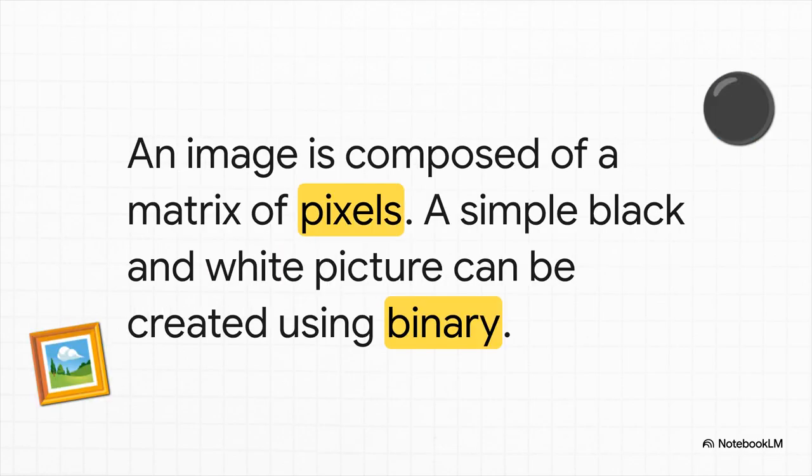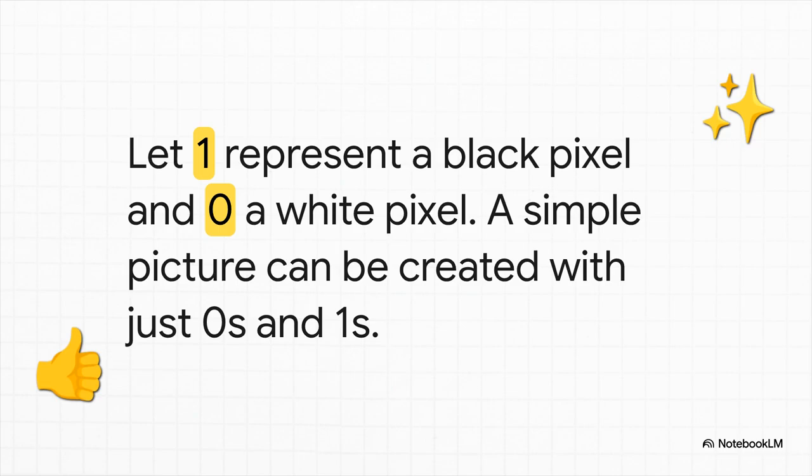But wait a second, how can simple zeros and ones create something as complex as a picture? Well, any image is just a grid of tiny little dots, right? We call them pixels. And for a simple black and white picture, we can just assign a value to every single one of those pixels. So, let's just say a 1 represents a black pixel and a 0 represents a white one. If you arrange all those ones and zeros in a grid, a pattern starts to emerge. Suddenly, you're not just looking at a bunch of numbers anymore, you're looking at an actual image built from the simplest language imaginable.